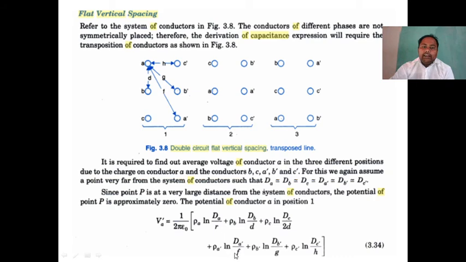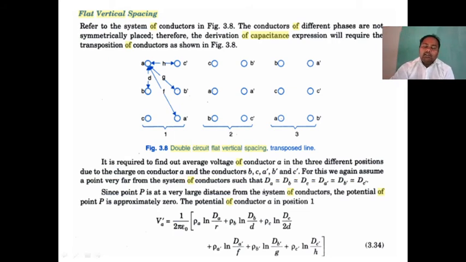Similarly, rho A dash log dA dash by F, rho B dash log dB dash by G, plus rho C dash log dC dash by H. Here we take another assumption: rho A is equal to rho A dash, rho B is equal to rho B dash, rho C is equal to rho C dash. Why? Conductor A and conductor A dash belong to phase A only, so the charges are also the same.